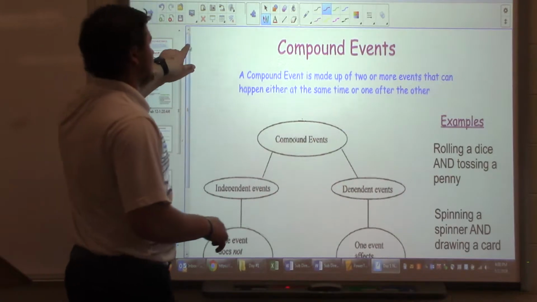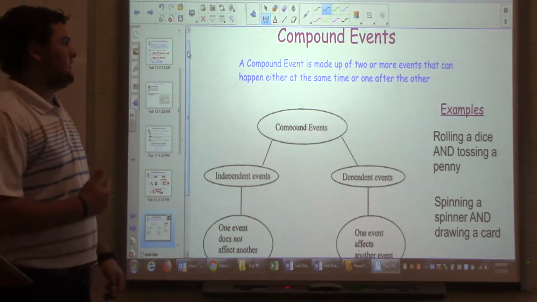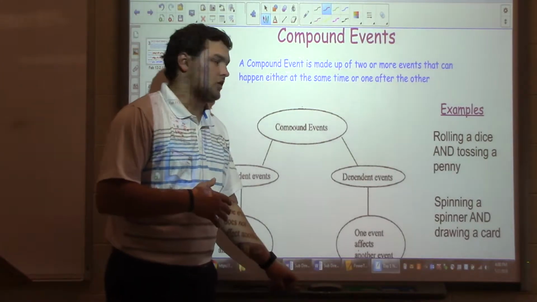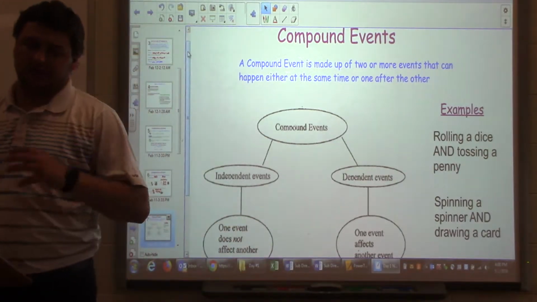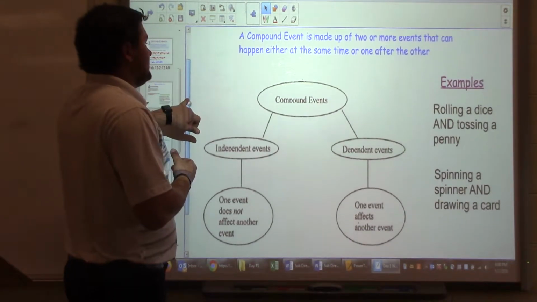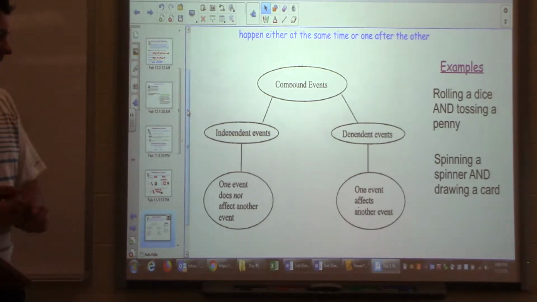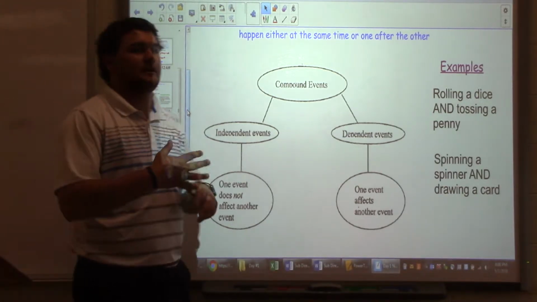Alright, moving along. Compound events. A compound event is made up of 2 or more events that can happen either at the same time or one after the other. Right, we'll talk about both, but it could happen at the same time or one after the other. Talking about compound events, there are independent and dependent events. Independent events are one that does not affect another event.